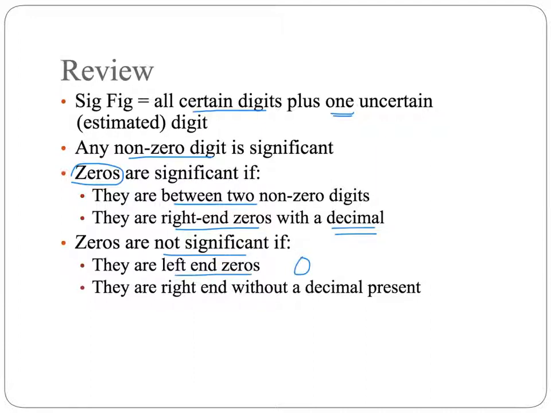If it's 0.006, these three zeros actually are all not significant. Or if they are right-end zeros without a decimal point, as in a measurement of 200, we only have one significant figure in that number.